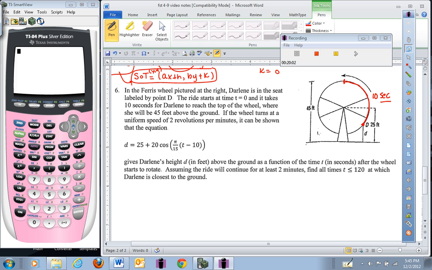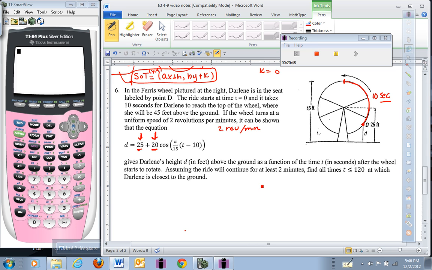Okay, if the wheel turns at a uniform speed of 2 revolutions per minute, it can be shown by this equation down here. So they made an equation, and they're saying that we have 20 times the cosine of pi over 15 times the quantity t minus 10, and then a plus 25. So normally we'd see the plus 25 on the back end showing that it got pushed up 25, and it's saying that the cosine is being multiplied by 20 here, which means it's going to go up to 20 and down to negative 20 and up to 20 and down to negative 20. But then when you add on this 25, it'd make it go from a low of 5 up to 45.